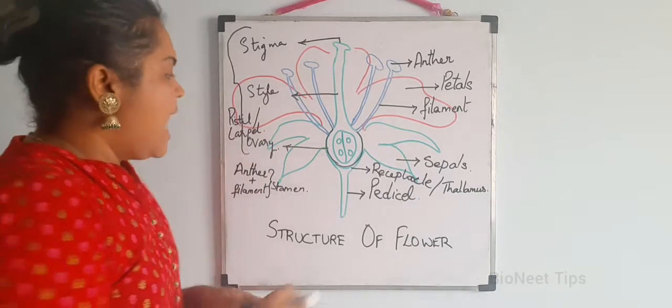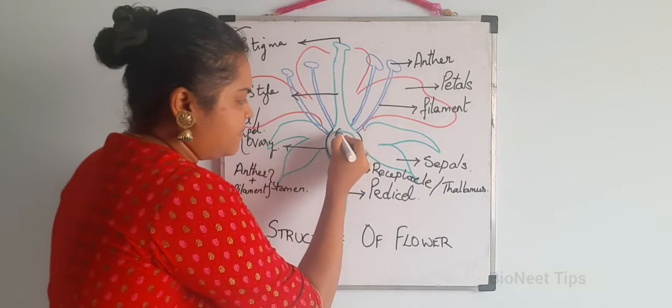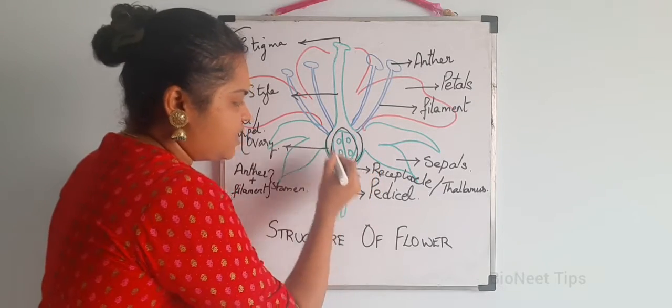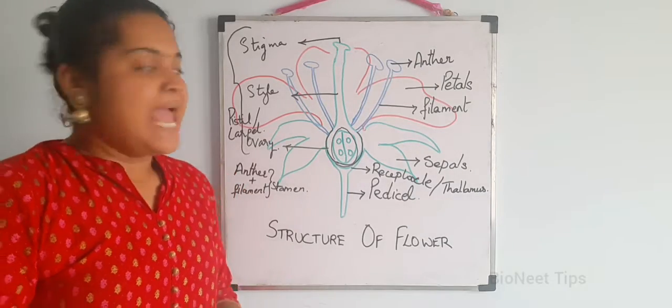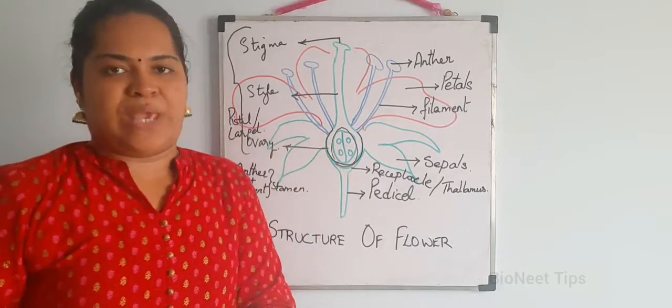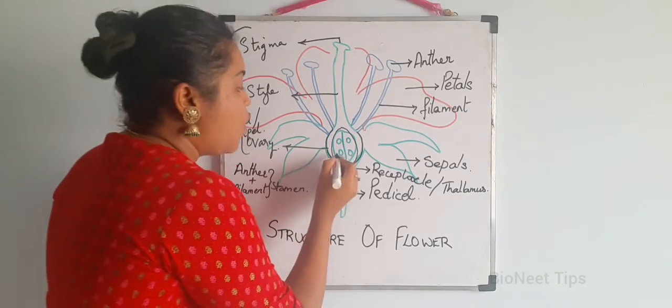Inside the ovary, you can see some globular sac-like structure. That sac-like structure is called the embryo sac, and inside the embryo sac we have the eggs, the female gametes, which we call the ovule.